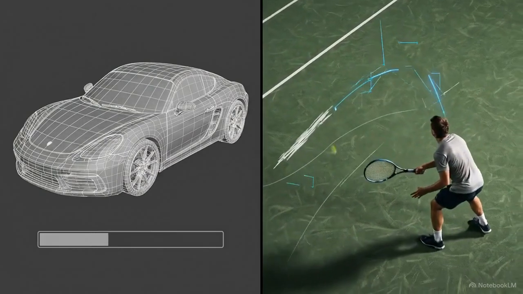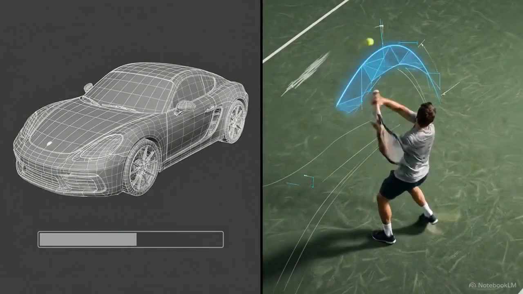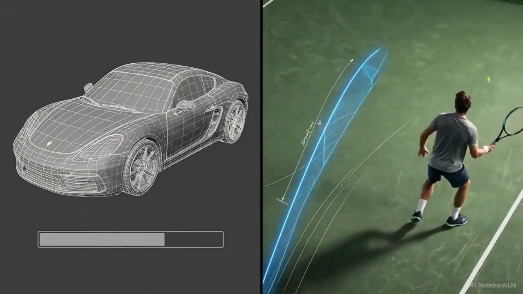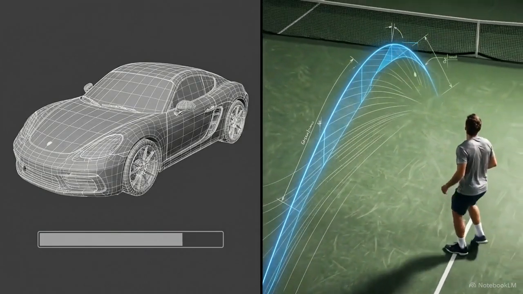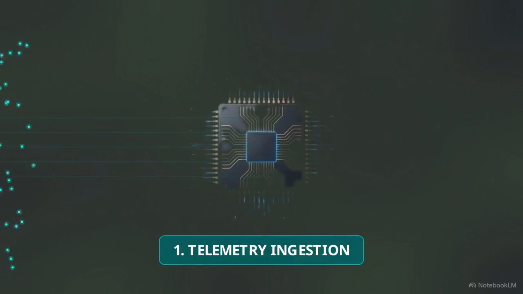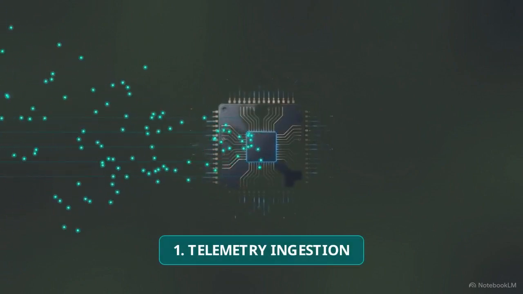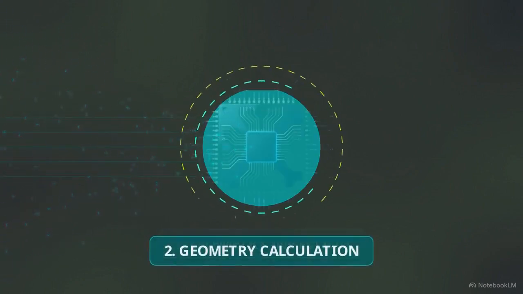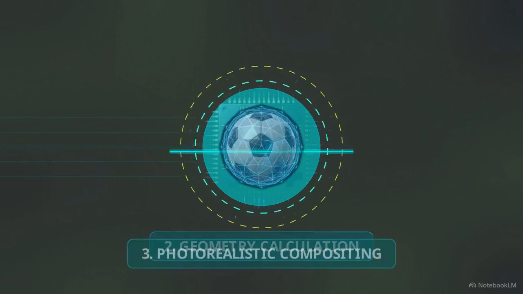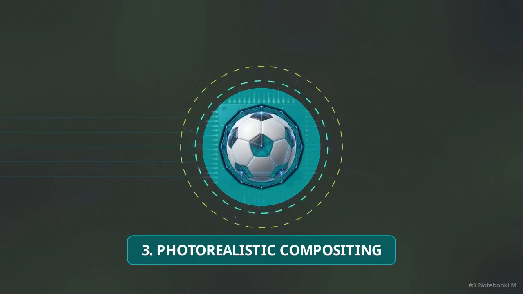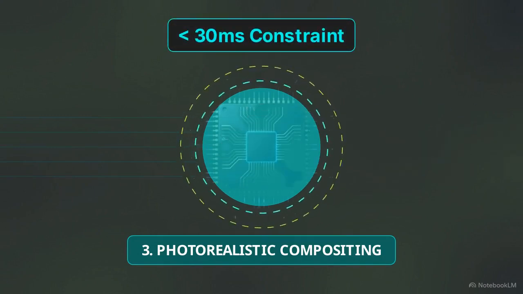In cinematic visual effects, studios render complex computer-generated imagery over weeks or months. In live sports broadcasting, there is no luxury of time. To keep pace with a live broadcast frame rate, the graphics engines powering athletics must ingest millions of telemetry data points, calculate intricate three-dimensional geometries, and composite photorealistic graphics in less than 30 milliseconds.